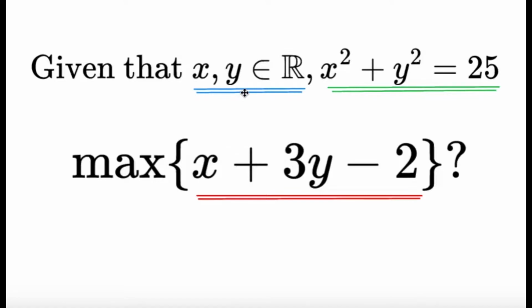Here's an item on algebra. Given that x and y are real numbers such that x squared plus y squared equals 25, find the maximum possible value of x plus 3y minus 2. As usual, pause this video if you'd like to give this item a try. But if you're done, let us dive into the solution.